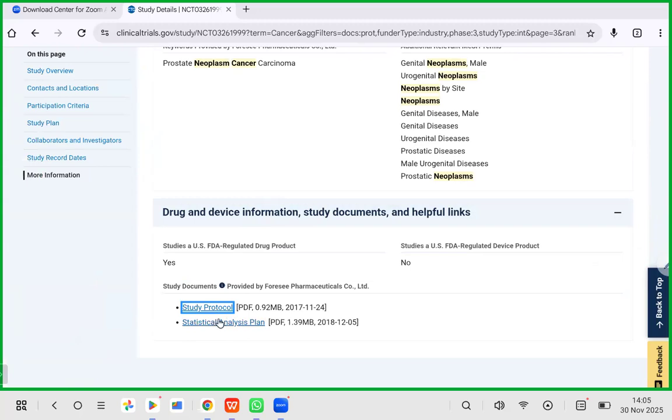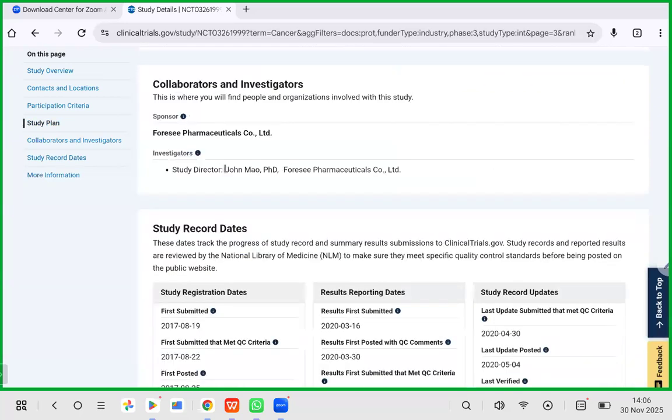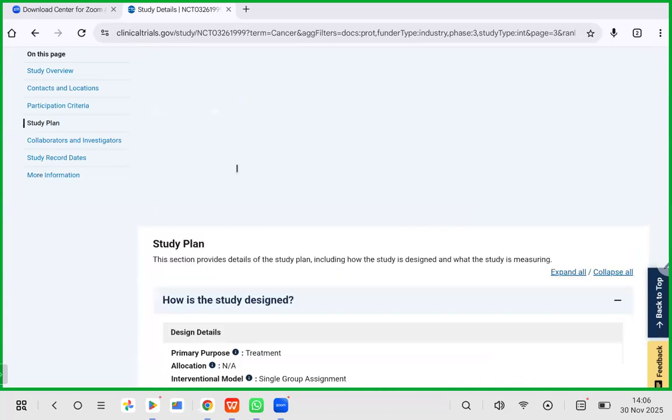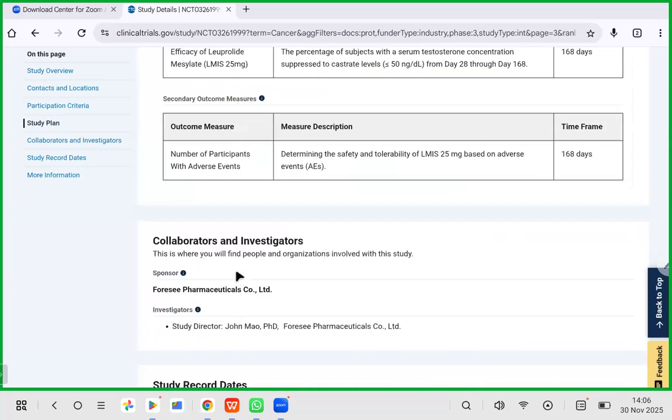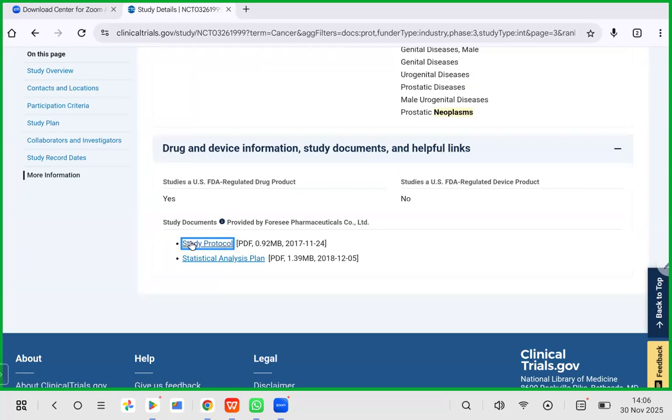After some time, on the ct.gov website, the pharma company has to disclose and upload the protocol. Maybe 1 year after the study ends, the pharma company has to disclose the study protocol, as per the regulatory authority, the USA government. After the trial completes, within 1 year, the pharma company has to disclose this study protocol.